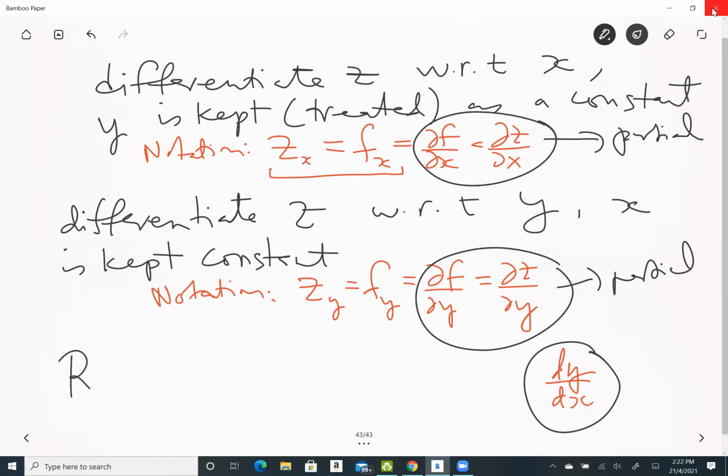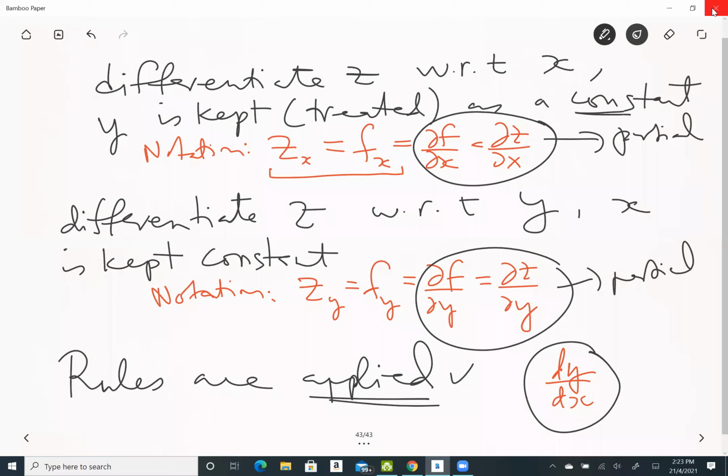Now next, the rules of derivatives. Everything applies, so we don't need any new rules. The constant rule, the product rule, the quotient rule, the power rule, everything will apply. The same rules, we know already. The only thing we are yet to learn is that you differentiate with respect to one variable, and you keep the other variable constant. So that is what we are going to do now. Let's look at an example.